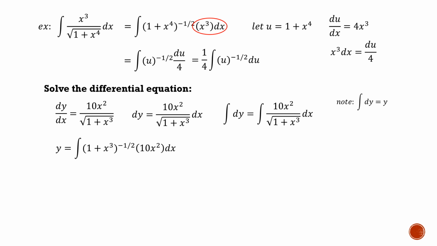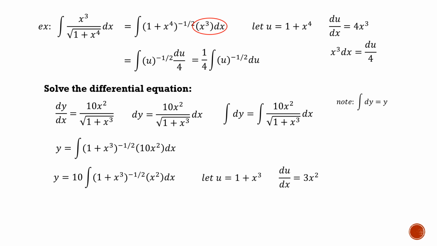Now, if I were to take the derivative of 1 plus x cubed, I would end up with 3x squared. But I have 10x squared. So to simplify my life, I notice that 10 is a multiple, it's a number, so I can factor out that number. And now what I'm left with is the integral of (1 plus x cubed) to the negative 1/2 times x squared dx. Once again, if I were to take the derivative of 1 plus x cubed, I would end up with 3x squared. And now I have x squared dx. I'm almost there. I just need to modify a little bit more.